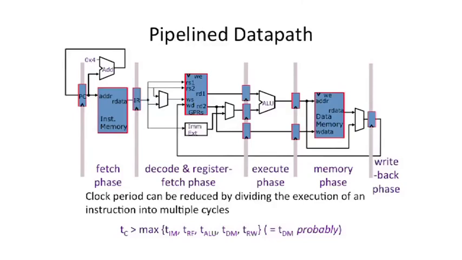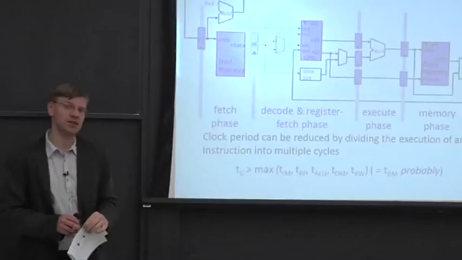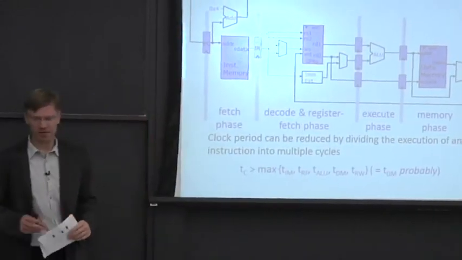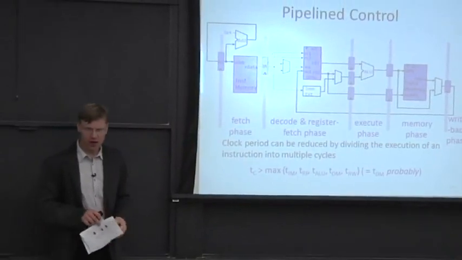The time taken is greater than or equal to the maximum of the rest of these times. And in most pipelines, it's probably equal to the time it takes to access the data memory. The time to access the data memory in most MIPS processors is probably going to be your limiting factor, but people will try to pipeline this, and we'll talk about how to pipeline that even more. So try to cut the memory unit in half.